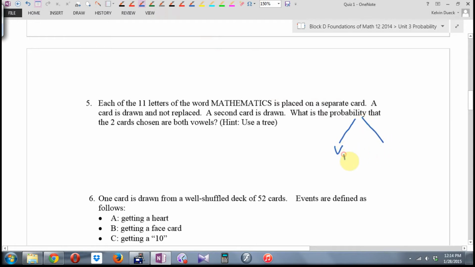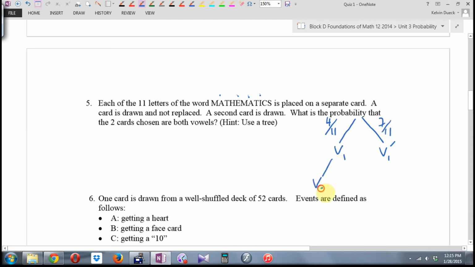Vowel on the first, not vowel on the first. How many vowels are there in the deck? 1, 2, 3, 4. You know what? I cleverly put a dot above each one to make it easier to count. 4 out of 11. By the way, how many non-vowels are there in the deck? 7.